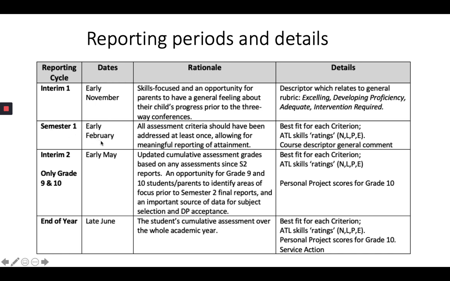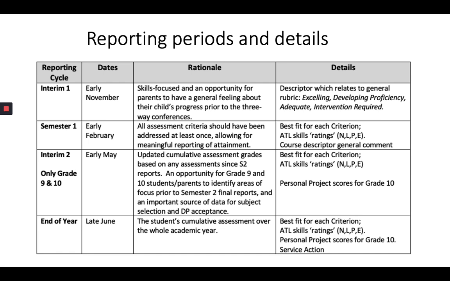Semester 1 comes out in early February, so I'll show you what examples of those reports look like in a moment. We'll have the best fit for each criteria as well as the ATL skills. And Interim 2 only occurs for grade 9 and 10. The reason for that is because grade 9s will be making selections for grade 10, and grade 10s will be making selections for the diploma program, so we need that data.